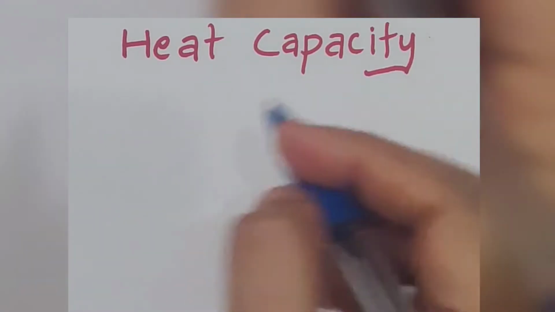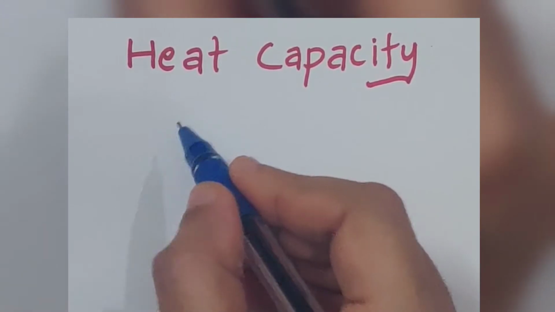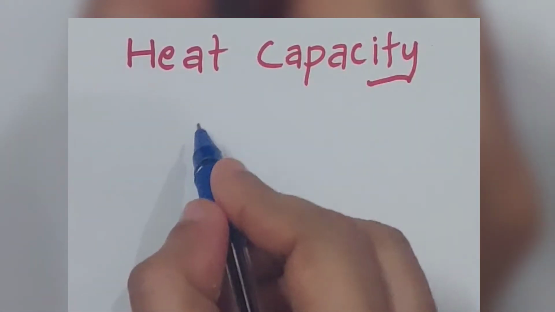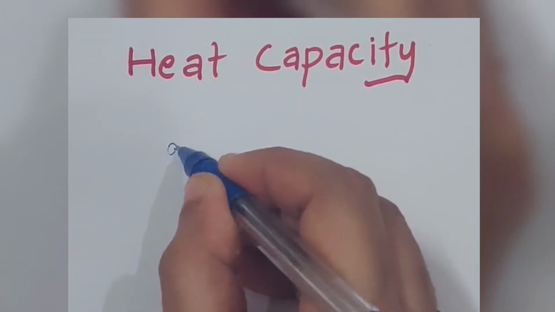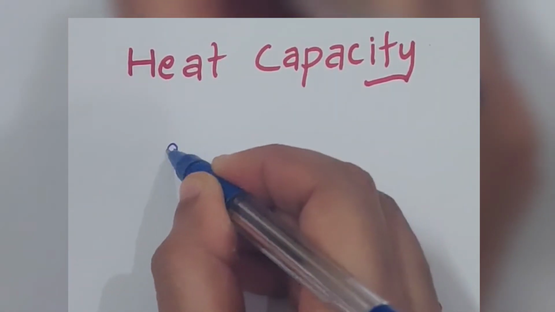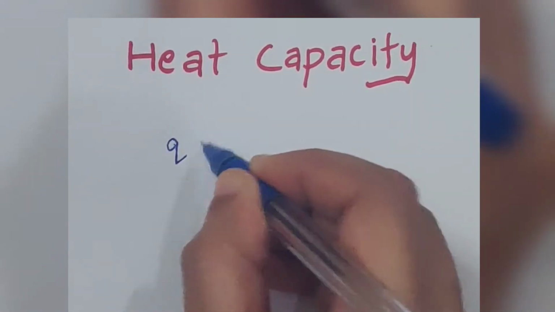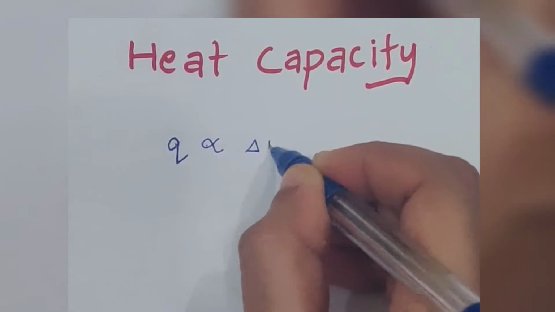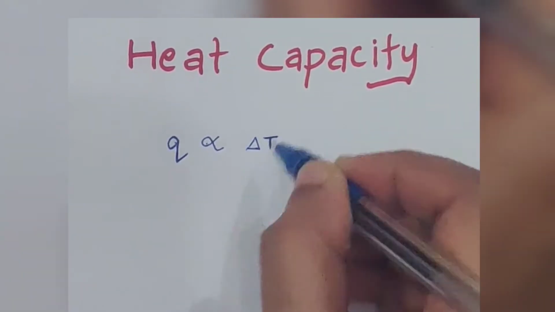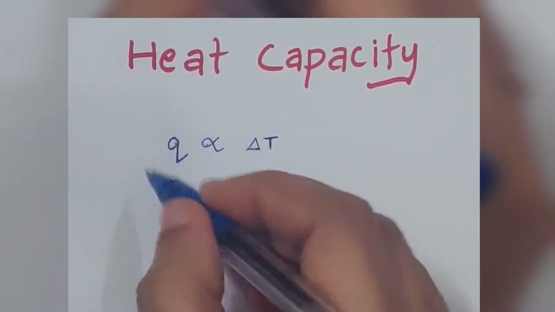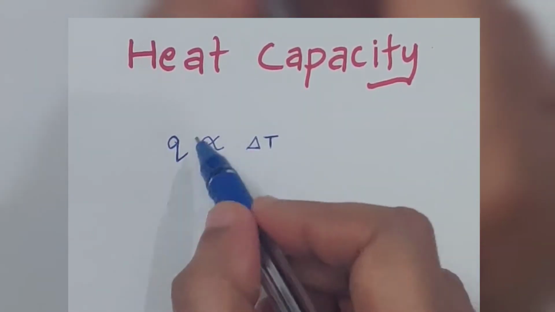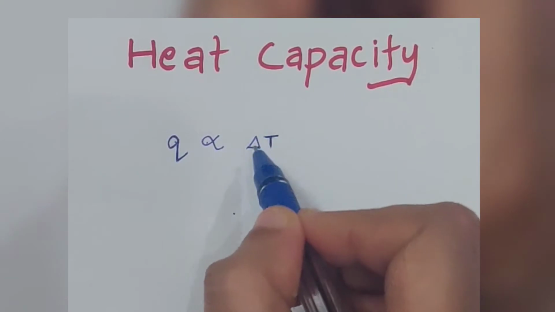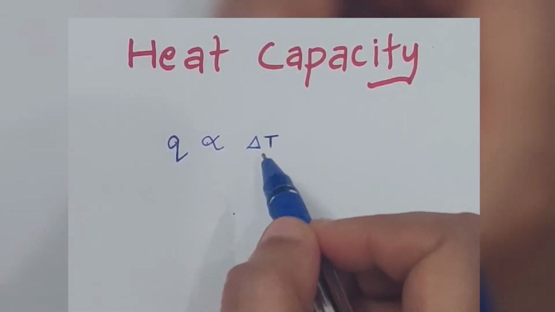The increase in temperature of a system is proportional to the heat transferred. That is, Q, the heat transferred, is directly proportional to delta T, the increase in temperature of the system.